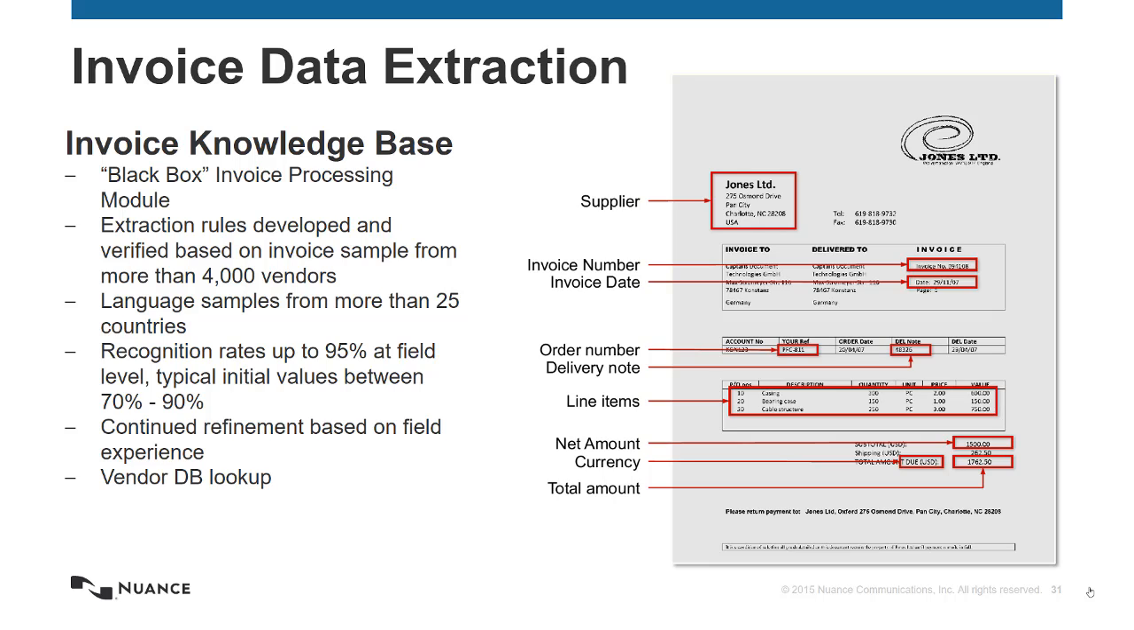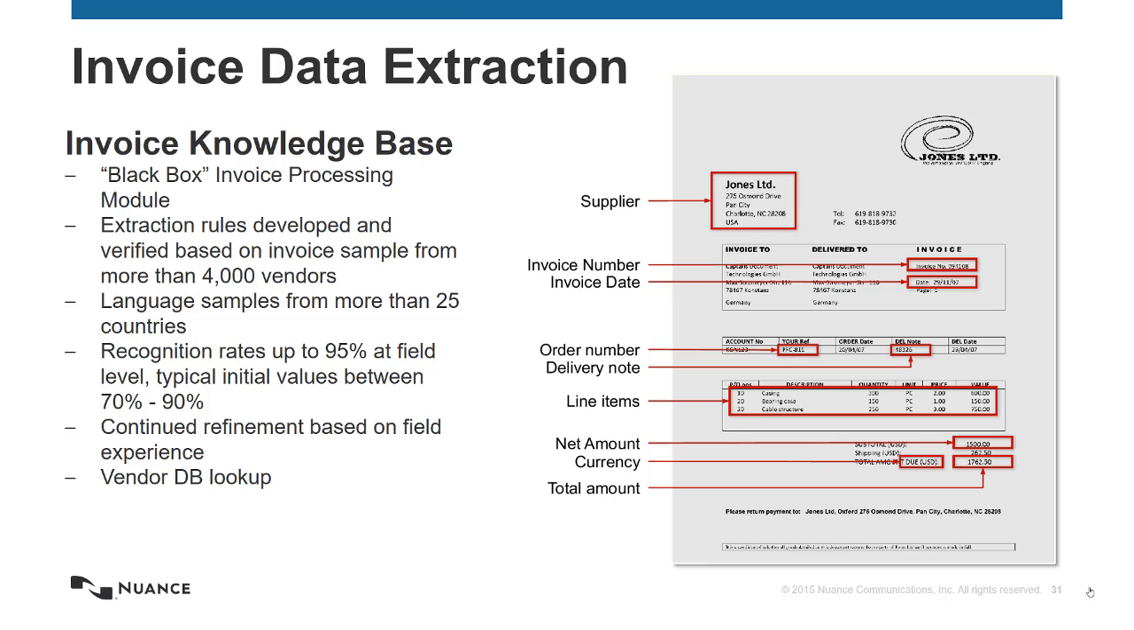We're going to use an element that's available within the OpenForms, which is what we call an invoice knowledge base. It's a black box invoice processing module. It's been developed over a number of years and has extraction rules based on the development and verification based on a sample from more than 4,000 vendors across Europe, detailing over 400,000 invoices. Language samples have been taken from more than 25 countries, which gives us a recognition rate of up to 95% at a field level. The continuing refinement, based on field experience and vendor lookup, make this a very adaptable process for invoice processing.